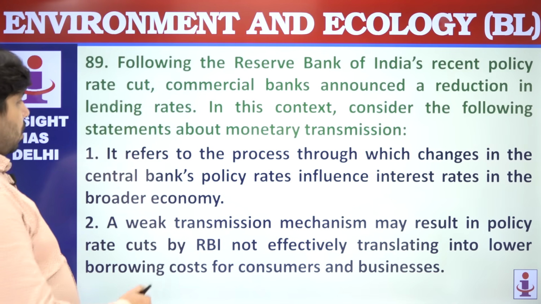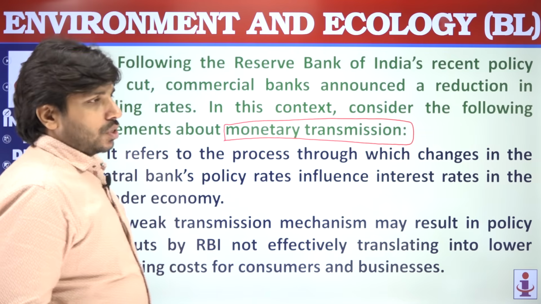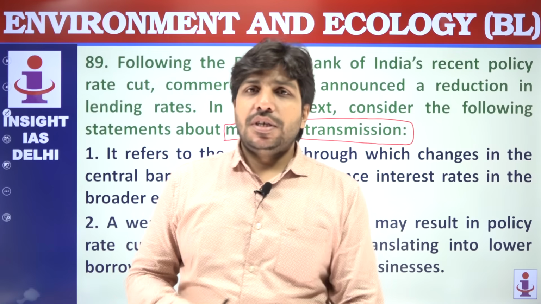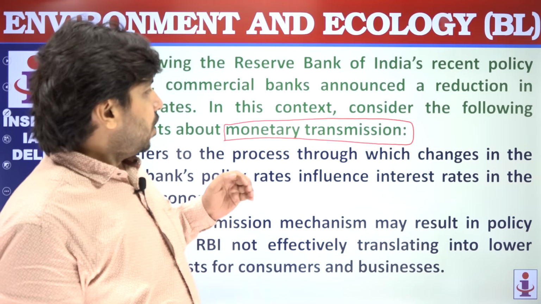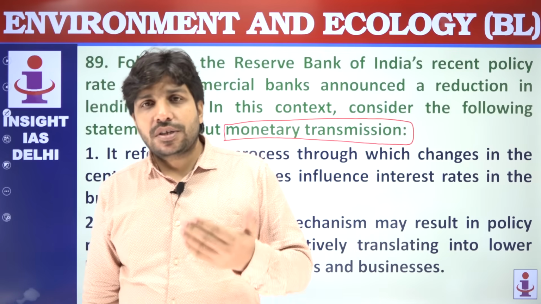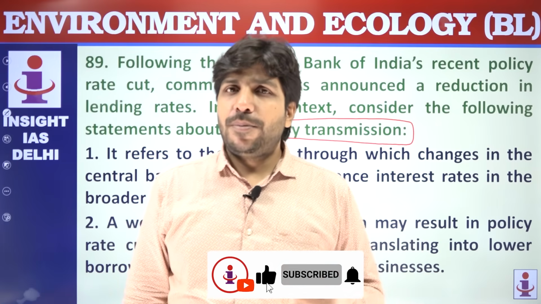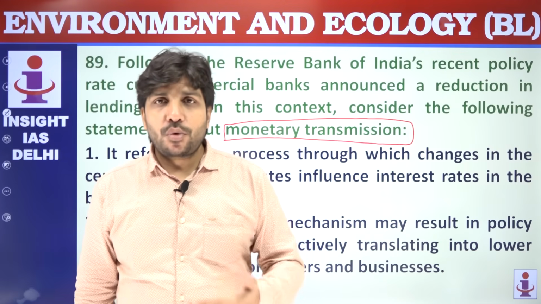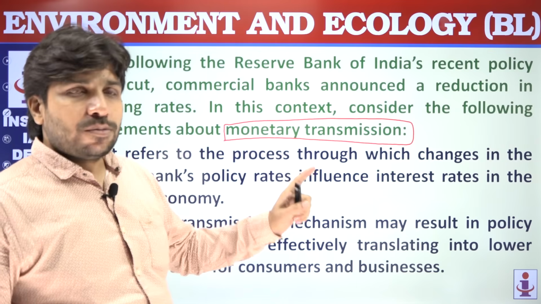Rate cut. This statement is about monetary transmission. What is monetary transmission? Suppose the Reserve Bank of India is cutting the repo rate or reverse repo rate. The purpose is to affect the liquidity in the banking system, in the market. If the Reserve Bank of India is reducing the interest rate, the Reserve Bank expects that the other commercial banks like State Bank, Punjab National Bank or the private banks will also reduce the interest rate so that lending or borrowing becomes easier and cheaper for the consumers. So this is monetary transmission.